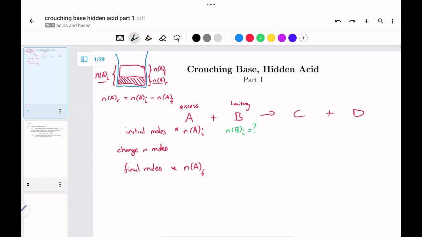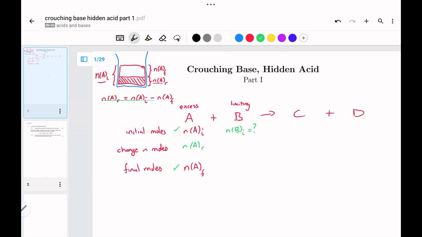Okay. So in these types of problems, the way to proceed is, of course, to identify that you have this type of problem. And then you go and calculate this number. You go and calculate this number. So once you have this one, using this equation here, you can go and calculate the change in moles. That would be the moles of A that react.